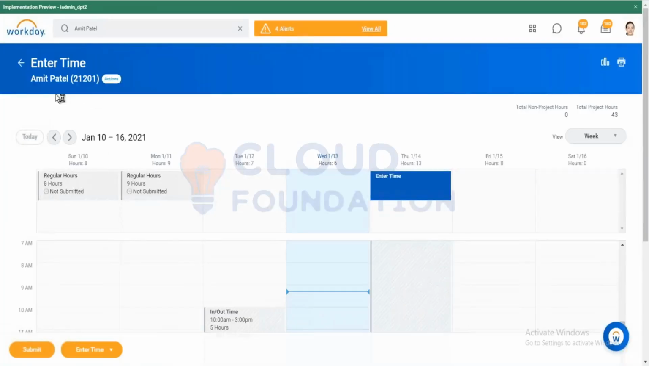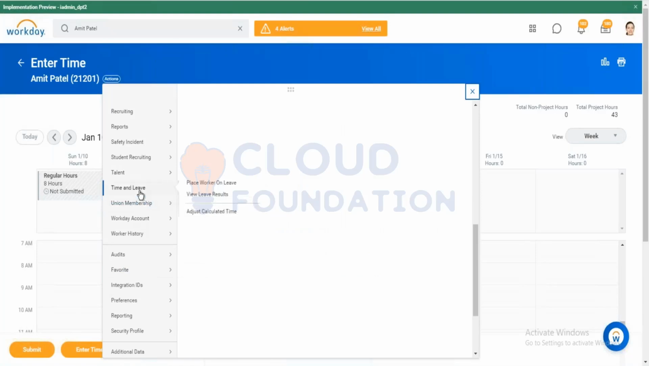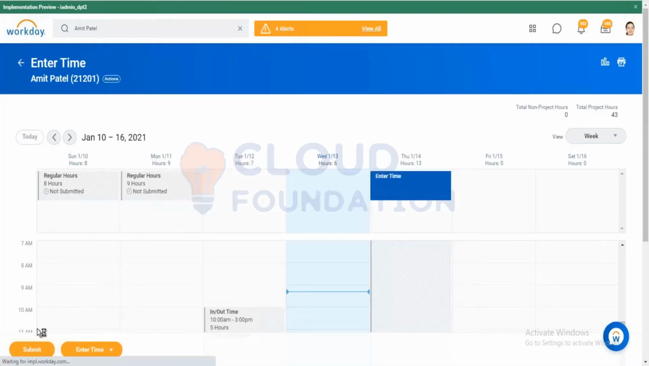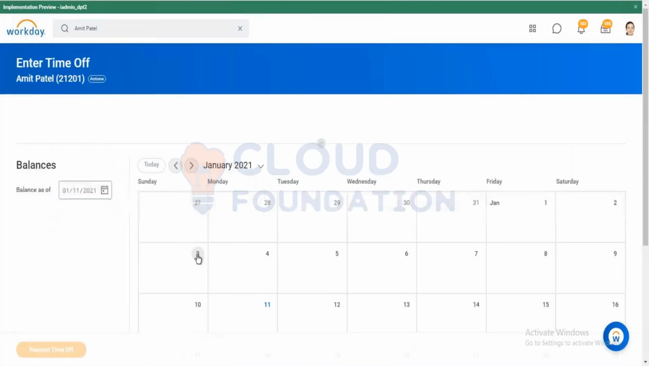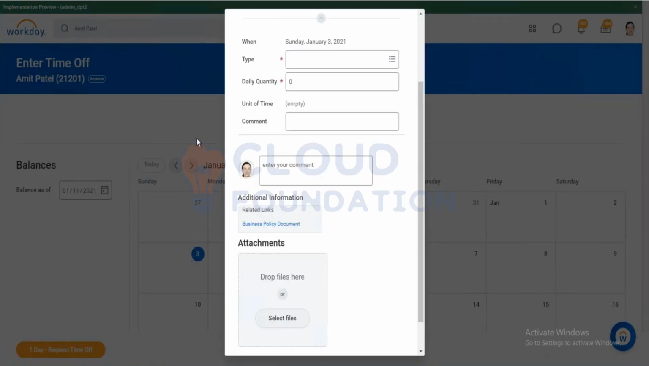So Amit wants to take leave. He will go to the time and leave section and enter time off. This is the time off calendar. He will go and request leave. He doesn't have any leaves as of now, so he's not taking any as of now. This is Toto, time off.